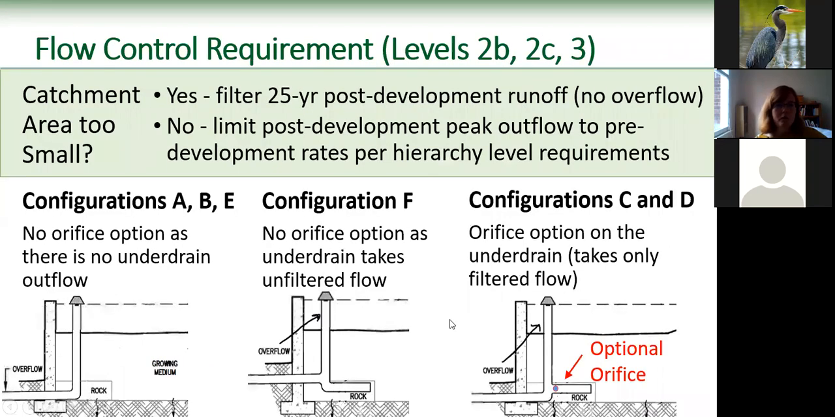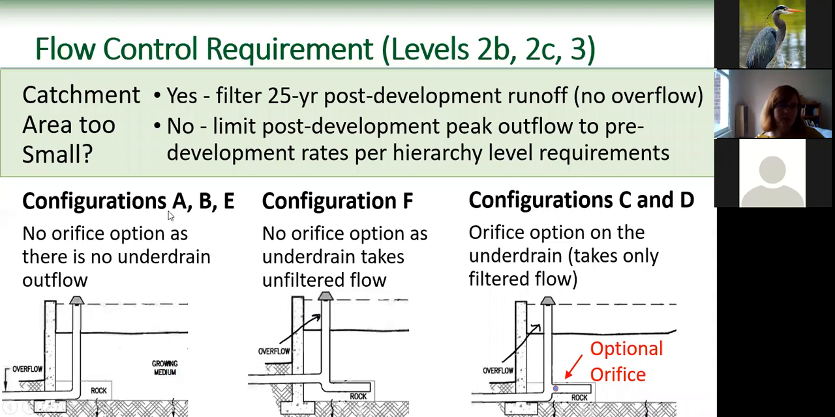Then the flow control requirement applies to levels 2B, 2C, and 3. In this case, the first thing you'd want to check is whether the catchment area is too small for flow control. If it is, then you can just filter the 25-year post-development runoff without any overflow. If it's not, then you have to limit the post-development peak outflow to the pre-development rates per the hierarchy level requirements. And your options for an orifice depend on the configuration you choose.